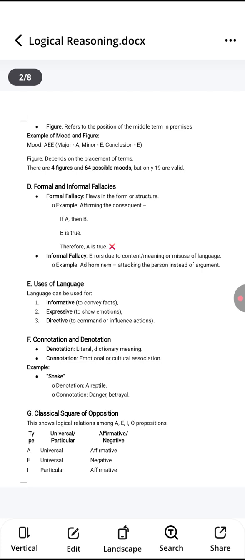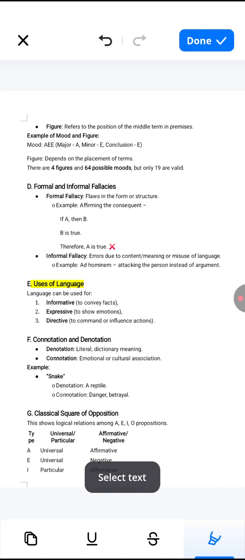Next we have uses of language. So language can be used in three types. It may be used informatively, second it is expressive, and third one is directive. Informative means to convey the facts, to convey the ideas. And if we talk about the expressive, that means to show emotions. Next we have directive. So basically this language is used to command or influence actions.